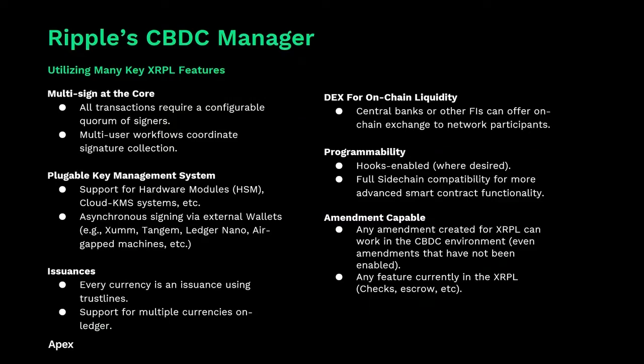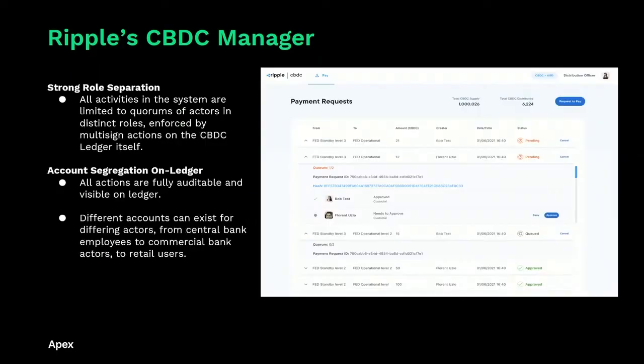And there's a bunch of other benefits that we're baking right in, and I'll show you an example of the DEX for on-chain liquidity in a minute. Here's a screenshot of the UI portion of our manager. So this product is really aimed at employees of central banks. These employees are the ones managing currency. And so we have a full UI with workflows to do all of these operations, again, rooted in the XRP Ledger.